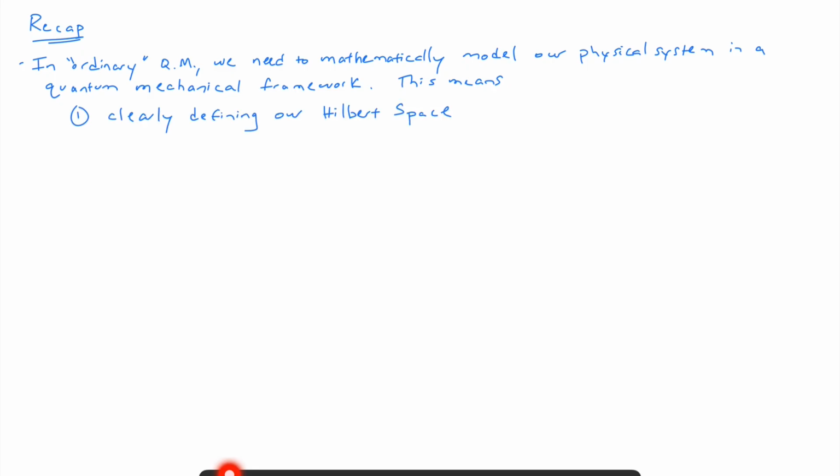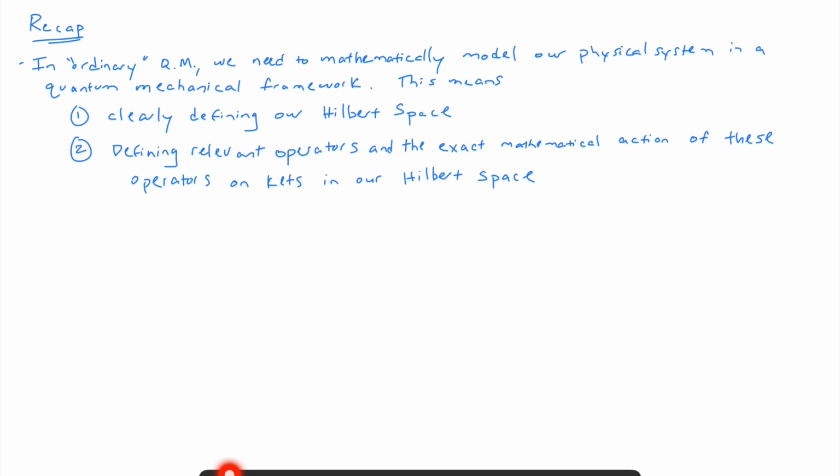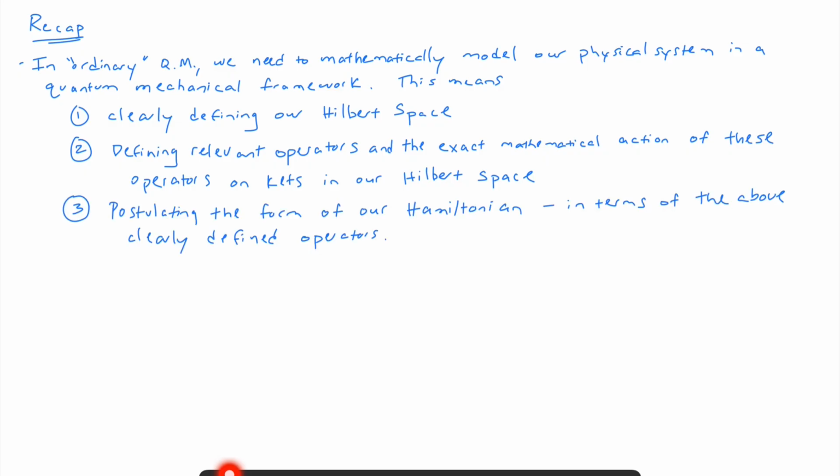One is we need to clearly define our Hilbert space. Two, we need to define what our relevant operators are and the exact mathematical action of these operators on the kets in our Hilbert space. And the third big thing is to postulate the form of our Hamiltonian in terms of the above clearly defined operators. In the first two lectures, we achieved items 1 and 2.